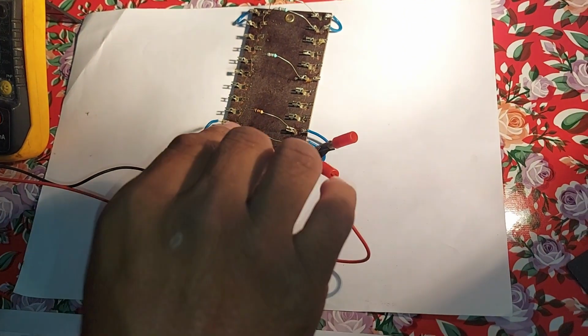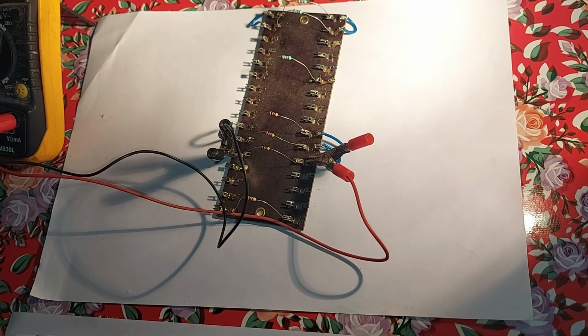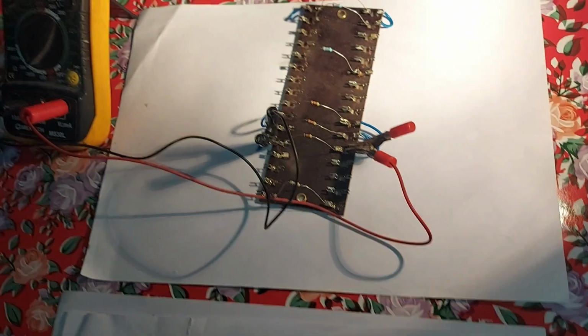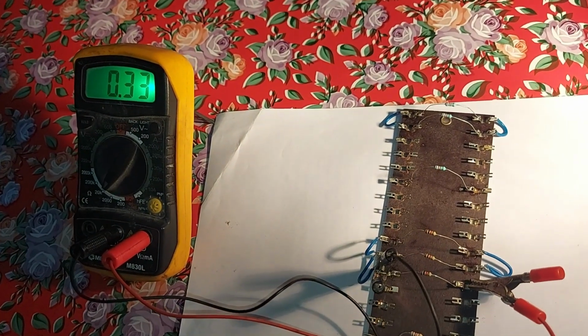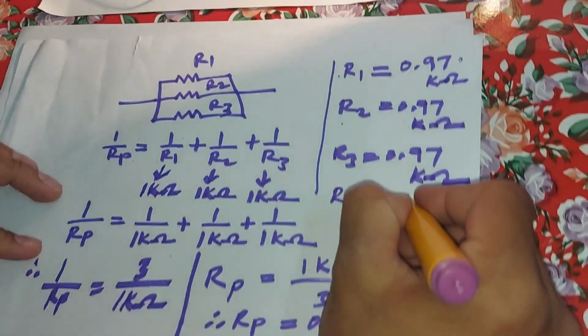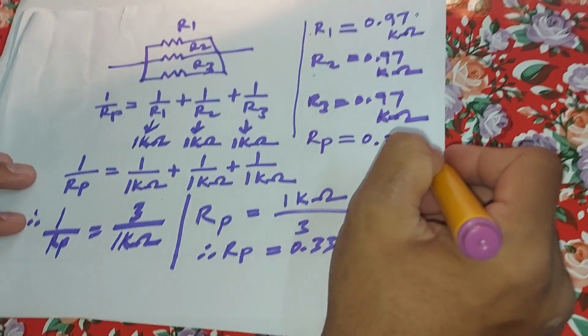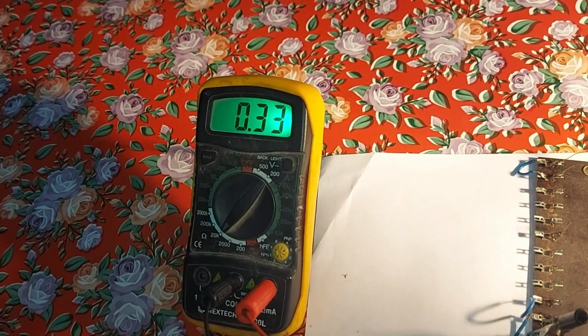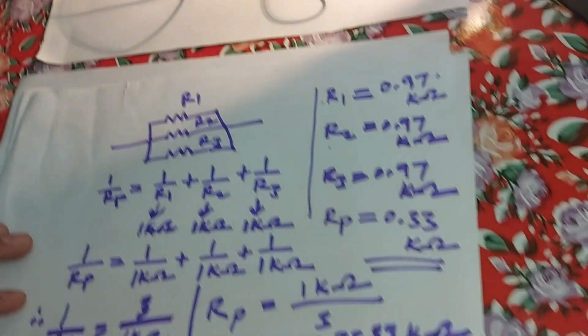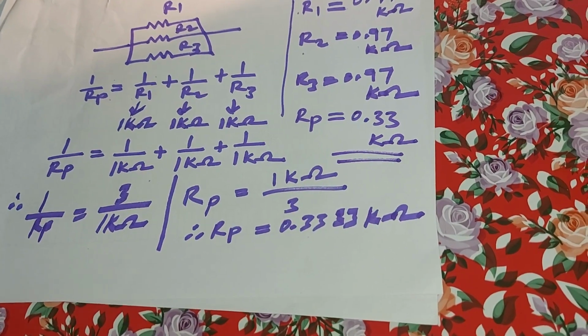So this is the parallel combination. I had connected them in parallel on the tag board. Now you can see that we are getting this Rp in the experimental part. You can see we are getting it as 0.33 kilo ohm. You can see it in the digital multimeter. We are getting it as 0.33 kilo ohm. So I hope that you understand this.